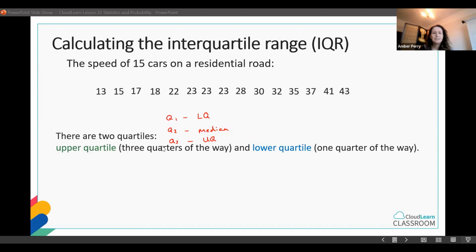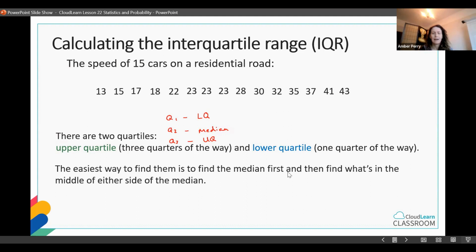So to find the quartiles, the easiest way to do it is just to find the median first, and then to find the median of the lower section and the median of the upper section. So let's see that in action. Let's have a look. The median is right in the middle.